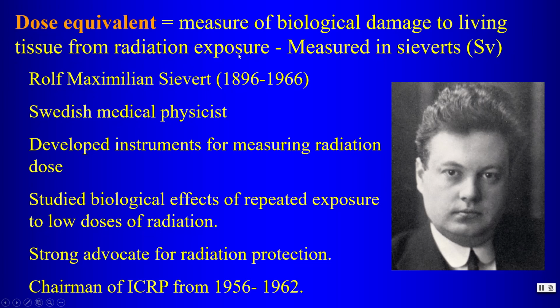Now, when it comes to biological tissues, there is biological damage produced by radiation, and the dose equivalent is the unit for measuring that. So this is a measure of biological damage to living tissue from radiation exposure, and this is measured in sieverts, named after Rolf Maximilian Sievert, who was a Swedish medical physicist, and he developed instruments for measuring radiation. He studied the biological effects of repeated exposure to low doses of radiation, and he was a strong advocate for radiation protection. And he was the chairman of the International Committee for Radiation Protection during those years.